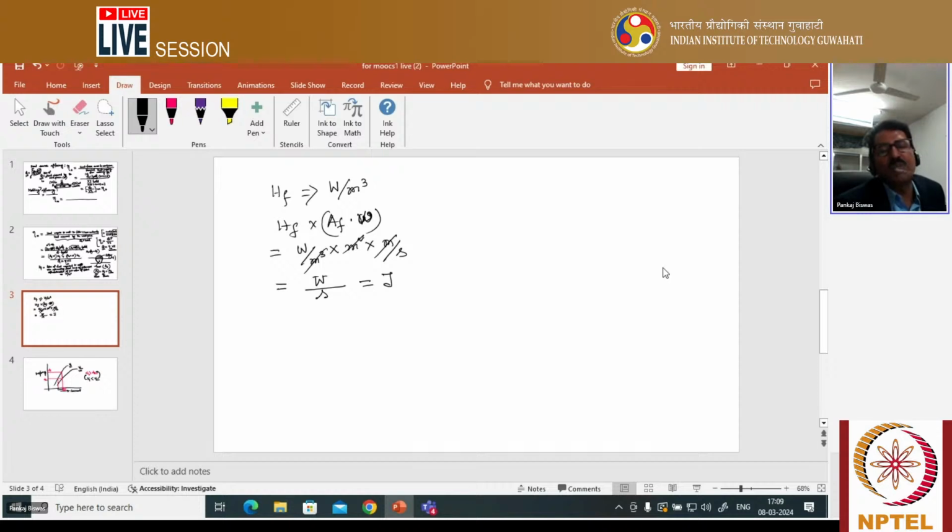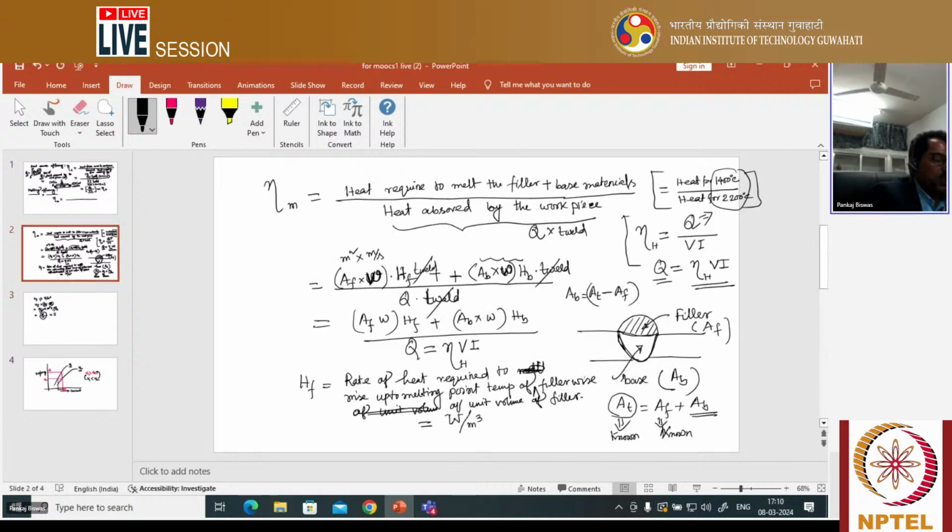So with this, if you multiply T weld, you will get... Watt per meter cube, one minute. Yes, okay. So you are getting it in terms of joule, correct? I have already explained this: rate of heat required to raise up to melting point temperature and melt it. Watt per meter cube, here also meter cube per second is coming.